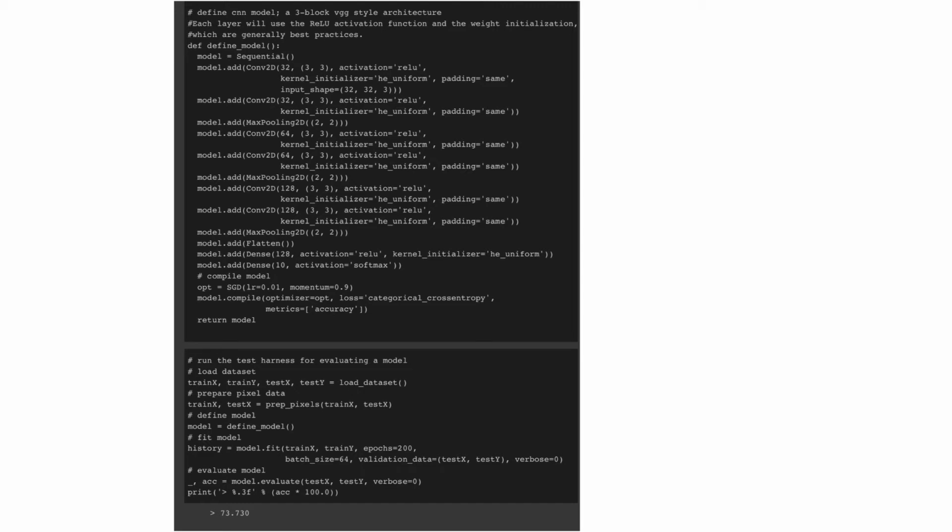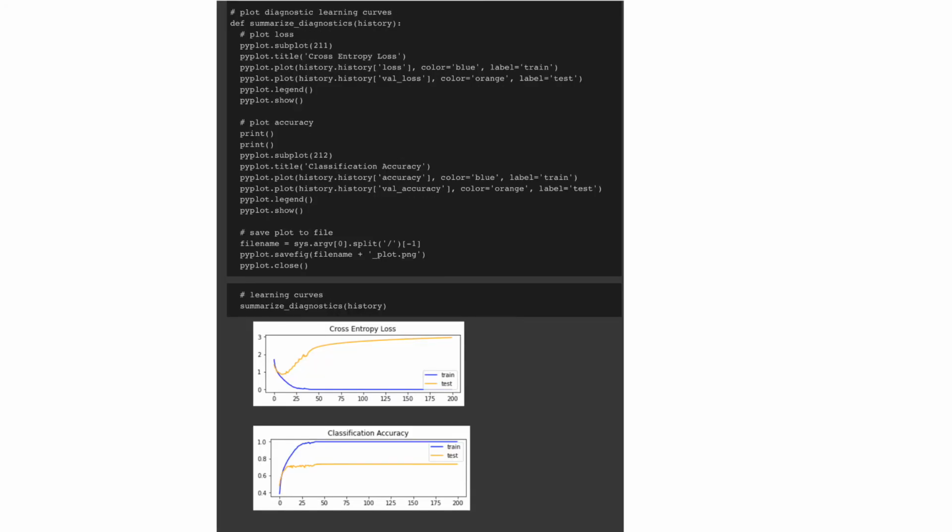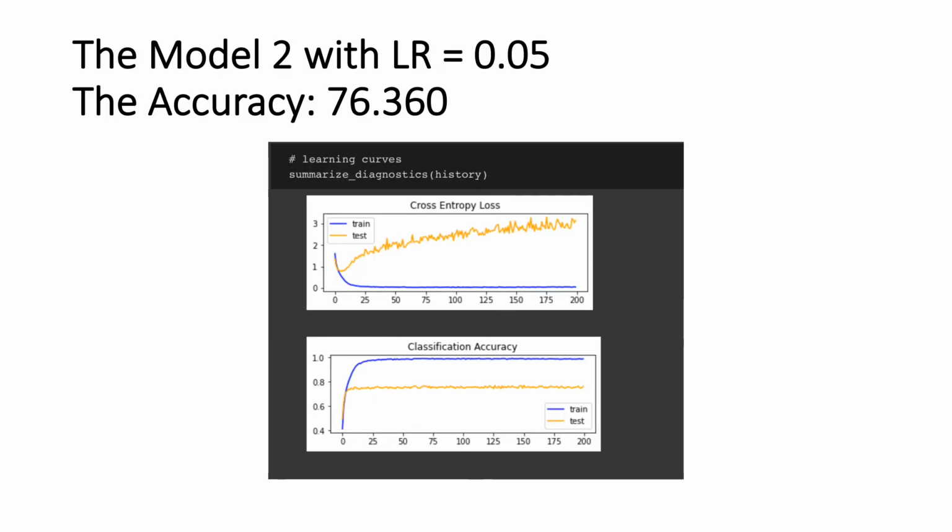So you can see that the accuracy is 73.7%. And then this is the graph of cross entropy loss. The train dataset loss converges to 0, while the classification accuracy on the train dataset converges to 1. And then for model 2, the learning rate is increased to 0.05, so the accuracy is increasing as well.